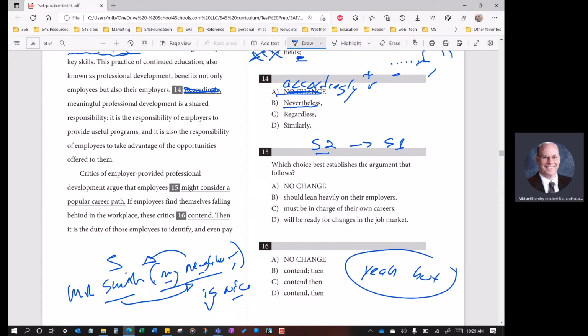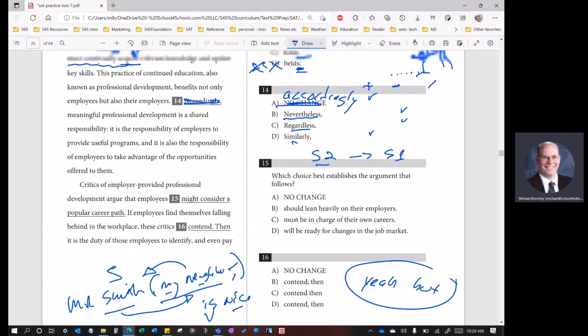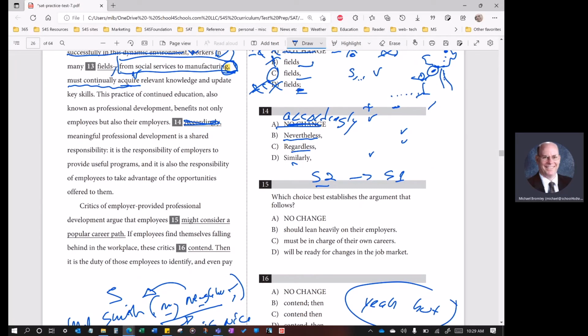So I could say, I went to the movies. Nevertheless, it wasn't all that enjoyable. So yeah, I went to the movies, but it wasn't enjoyable. Now, regardless just says, well, anyway. So these are both negative transitions. Similarly is giving me additional comparative information. So that would be repeating it in a different way, giving an example or bringing in something that's related to it. So that's a positive transition.